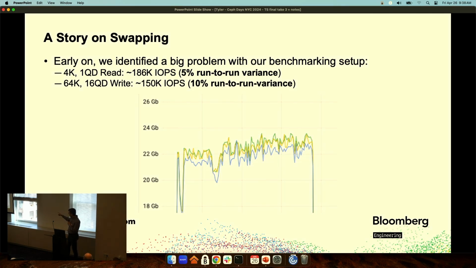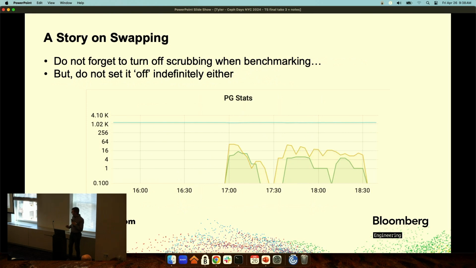And I think this graph here is network bandwidth from when we were slamming the cluster with writes. We expected it to level off, but even that was very jittery. So the first thing, which is almost funny, is we found out we forgot to disable scrubs. At 5 o'clock, the benchmark results were all different than other times. So yeah, don't forget to disable scrubs.